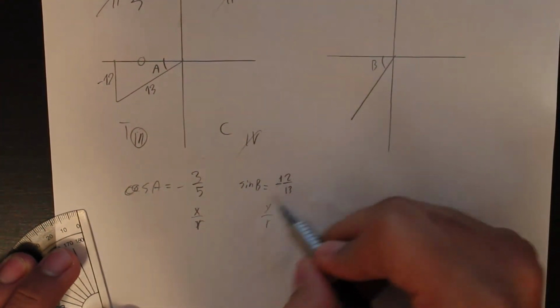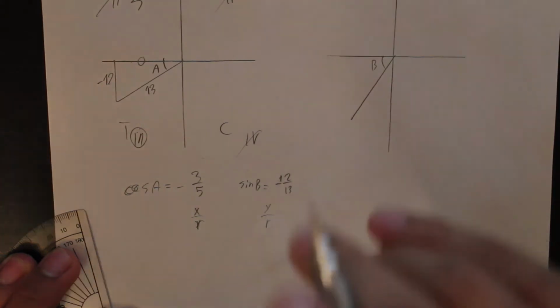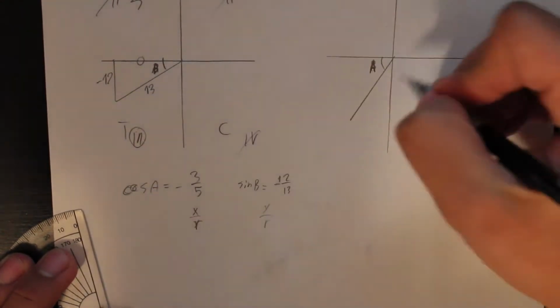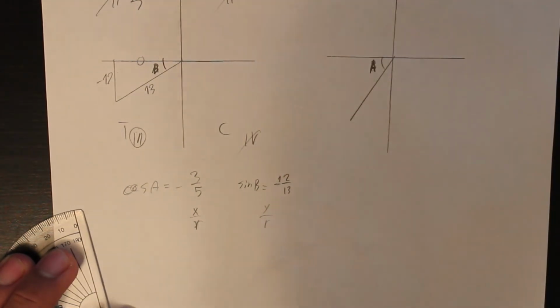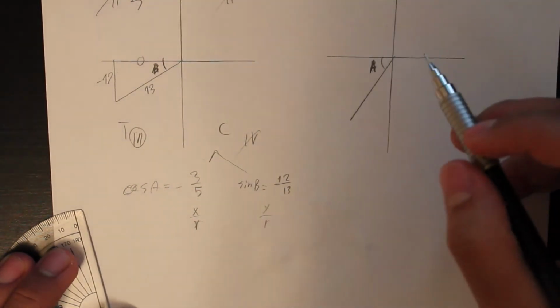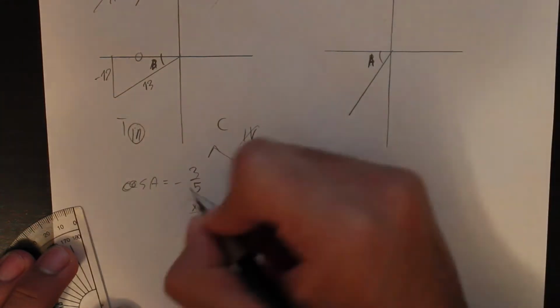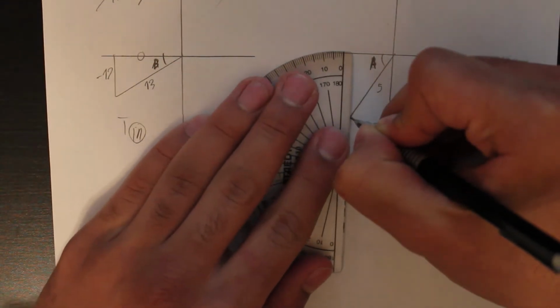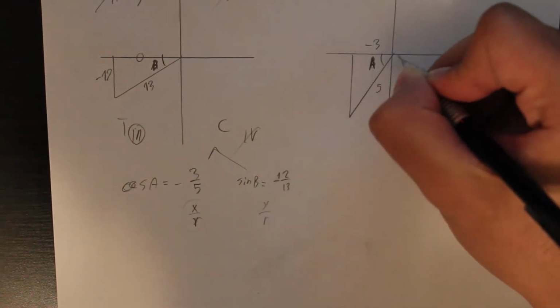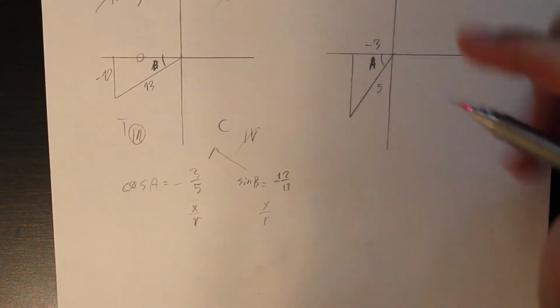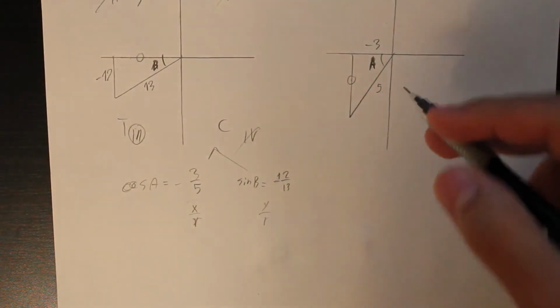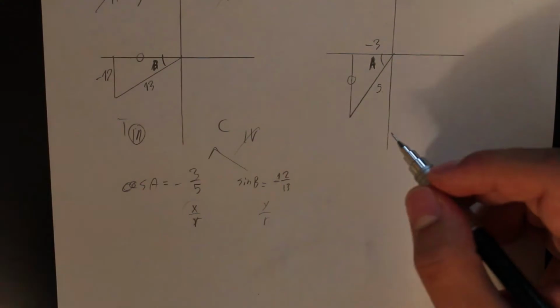And in B's case, since sine B... I'm sorry, this was supposed to be angle B. I messed that up. So if that's A, then that's B, and things get quite different. So that is angle B. Now here, r is 5, and cosine means x, so x is -3, because it's negative on the number line. So with -3 and 5, we need to solve for the other side. To do this, we can just use the Pythagorean theorem.